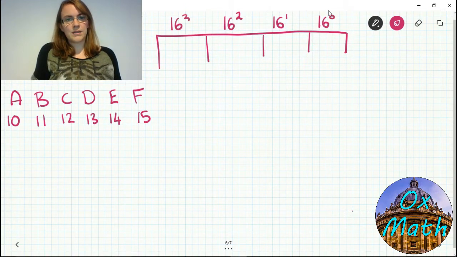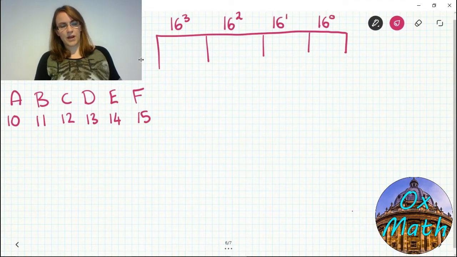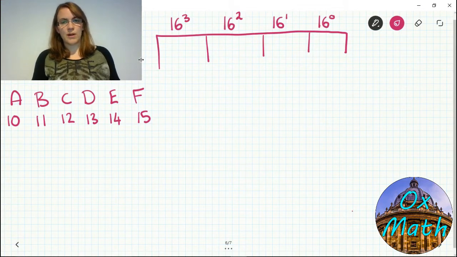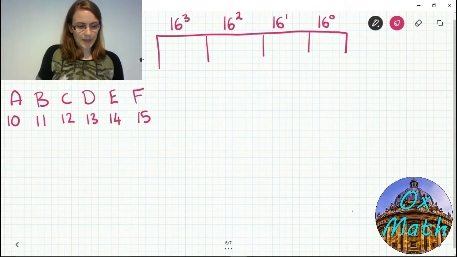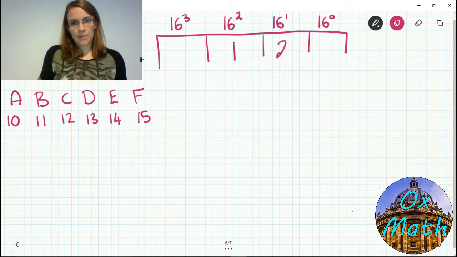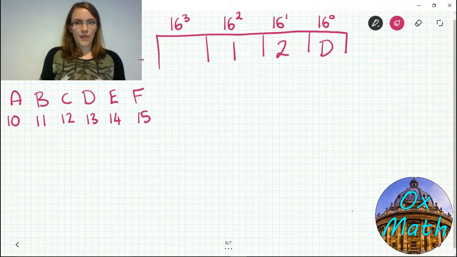And if we were to continue, 16 to the power 3, then 16 to the power 4, and so on. So it works in the exact same way, just every digit is now 16 times the number to its right rather than 8, or as in our decimal number system, 10. So if we look at an example, it should hopefully make things a little bit clearer. So if we had, for example, the number 12D, let's think about exactly what that would mean.